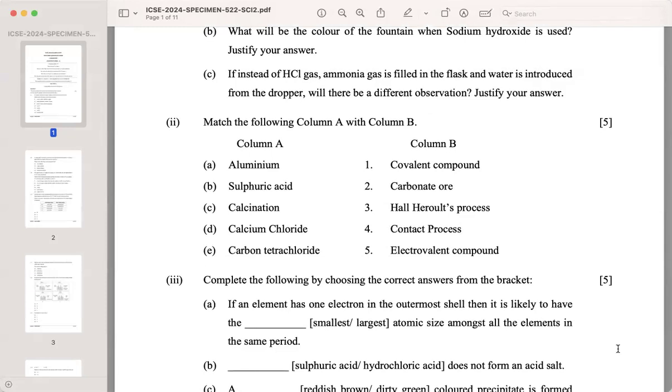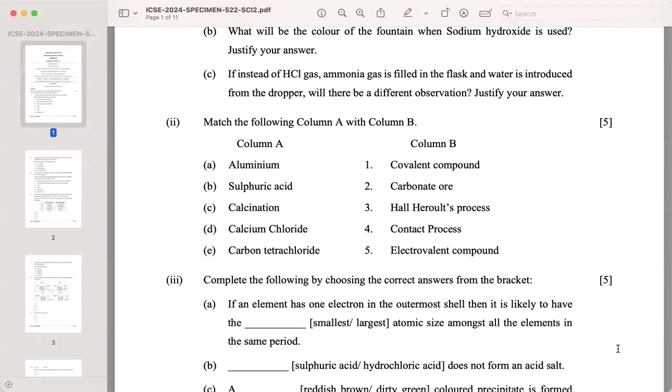Calcination means heating the ore in absence of oxygen, that is your calcination. And the reverse is roasting, when we heat the ore in presence of oxygen. So here it is calcination. It will be applicable for carbonate ore because your carbonate CO3 already contains oxygen. So the ore will be heated in absence of oxygen. So hence calcination, part 2, carbonate ore is the correct answer.